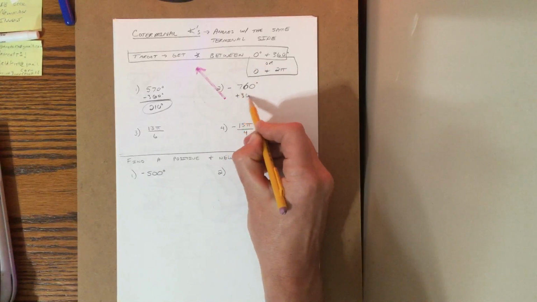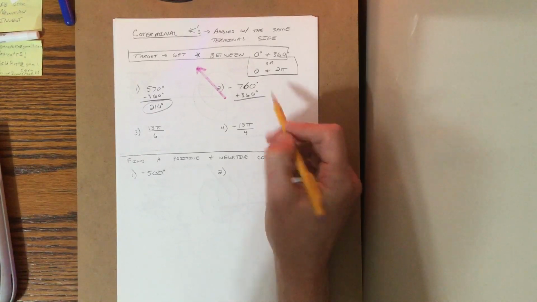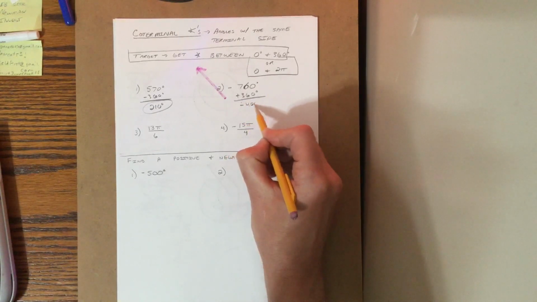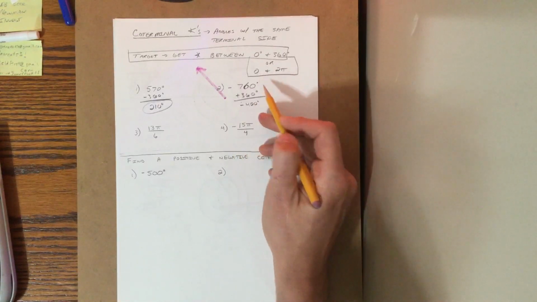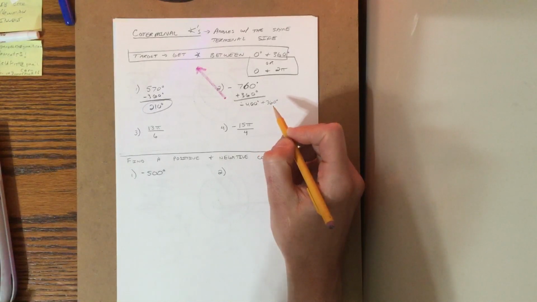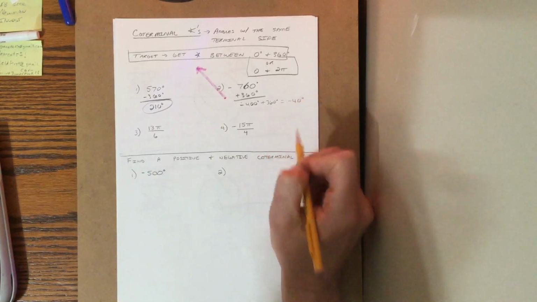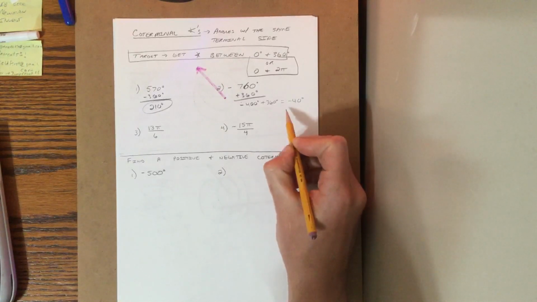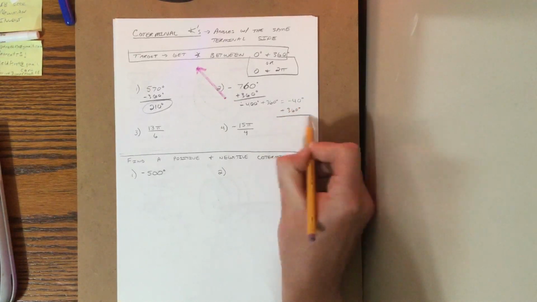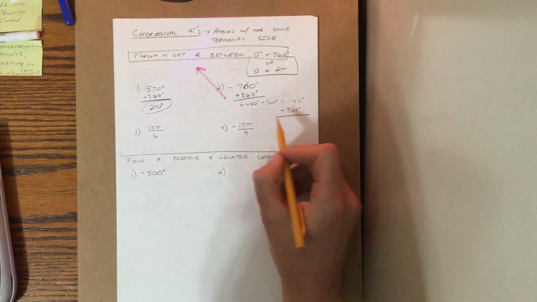So in this case, we could add 360. If we do negative 760 plus 360, that's going to put us at negative 400 degrees. Well, that's still smaller than 0, so what I'm going to do is add 360 again. Obviously, that will still be smaller than 360. That'll give us negative 40 degrees. Okay? Well, I'll add 360 degrees again, and then that will finally put me between 0 and 360.